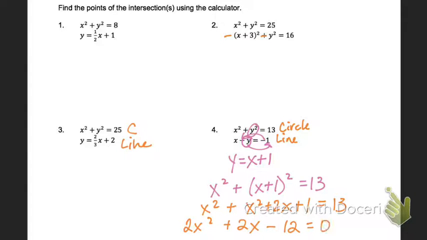You can actually take out a greatest common factor, right? And you get, I'm going to come over here, if you pull out a 2, x squared plus x minus 6.